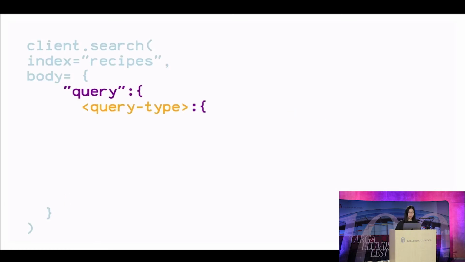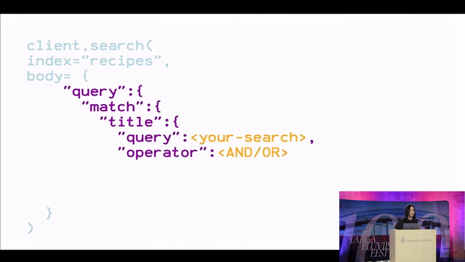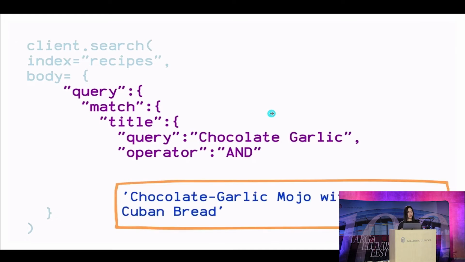For the body, I have to specify the query type, in this case match. The field name, in this case, is title. And also what I'm looking for, in this case chocolate and garlic. And the operator, in this case, was AND. So it's quite simple. It's basically a lot of Python dictionaries, and you can find the result that you expect. In this case, it's chocolate garlic mojo with toasted Cuban bread. I have never tried this, but I think it's good.